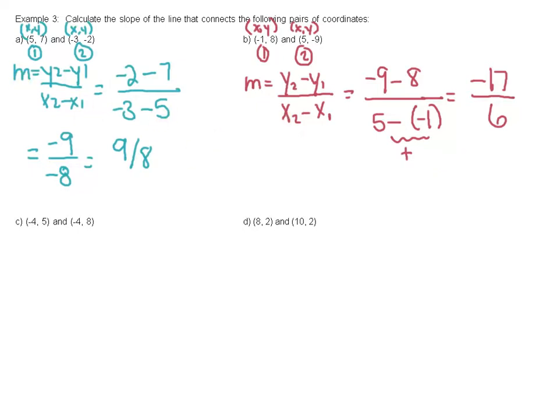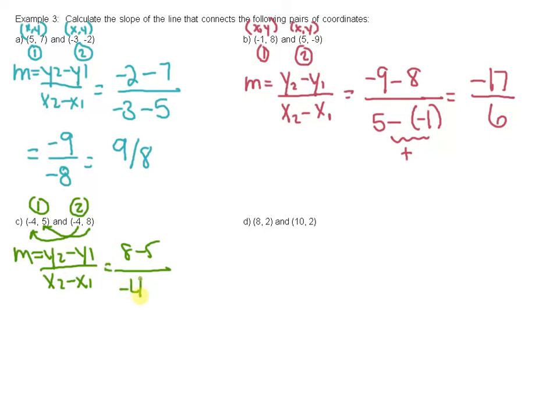Okay, so you should always pause and try the other two, but I'm going to, of course, not pause. M equals y2 minus y1 over x2 minus x1. Okay, this will be coordinate 1, coordinate 2. So 8 minus that 5, those are the y's, -4 minus -4. 8 minus 5 is 3, -4, that turns into +4, is 0.